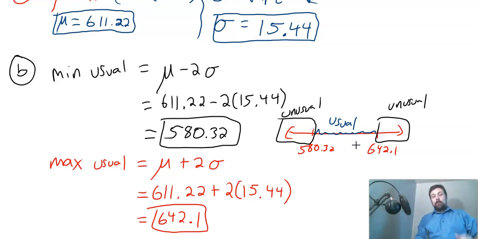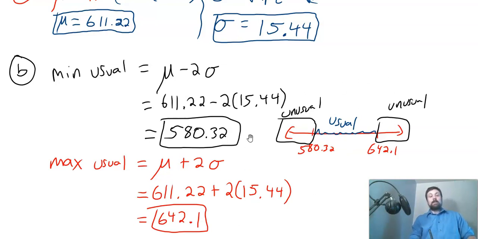So again, I drew this helpful visual here to help you see that. Here's my minimum usual value. This is my maximum usual value. In between those two numbers would be typical results that you would expect to get, given the assumptions that we've made, or given the numbers that we're working with, right? Outside of that range would be considered unusual.